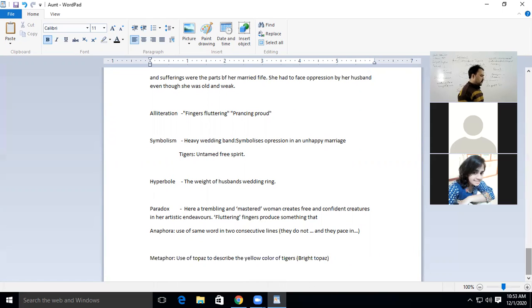Paradox is also irony. So here a trembling and mastered woman creates free and confident creatures. There is the irony. That is the paradox. Anaphora also is used in some lines, use of the same word in two consecutive lines. That is, they do not fear the men beneath the tree, and they pace in sleek and chivalric certainty. So anaphora is also used. Metaphor: use of topaz to describe the yellow color of the tigers. Personification also is used, describing the tigers somewhere in their qualities. And other than personification, there might be other poetic devices also, which if you concentrate carefully, you may understand. So that is the overall discussion of the question answers, the poetic devices and the summary of the poetry.